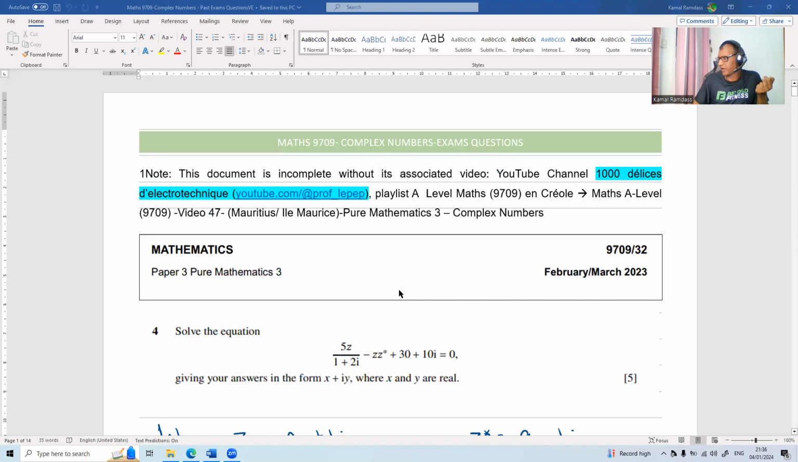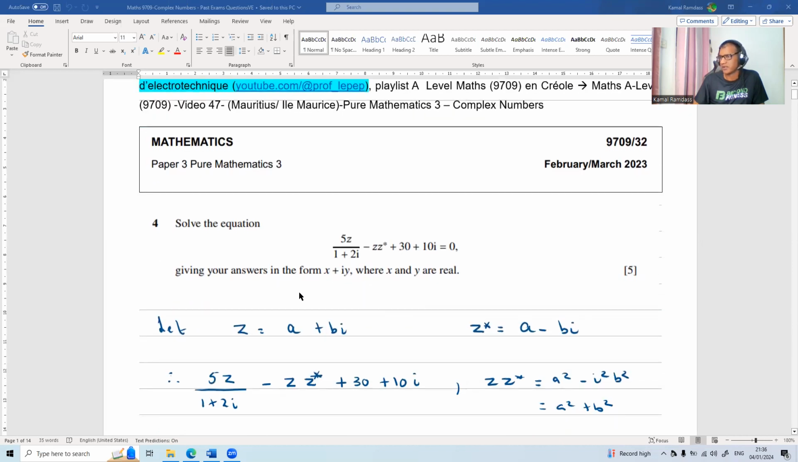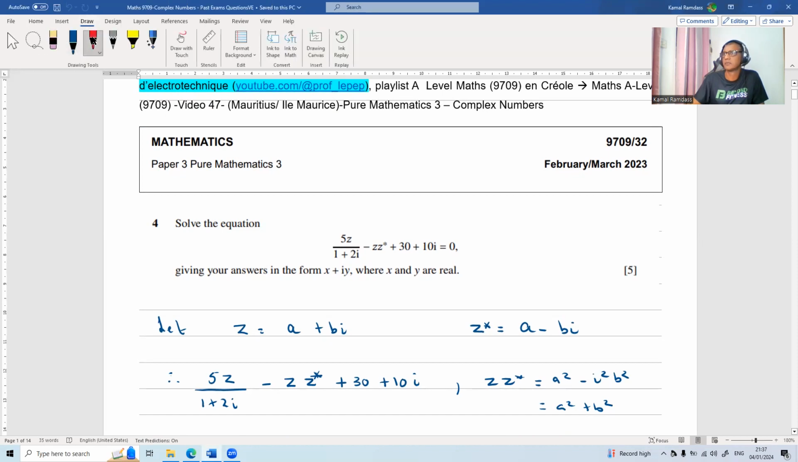On va commencer par février-mars 2023. Papier 3, version 2. Question numéro 4. Solve the equation 5z divided by 1 plus 2i minus z conjugate plus 30 plus 10i is equal to 0, giving your answers in the form x plus iy, where x and y are real.